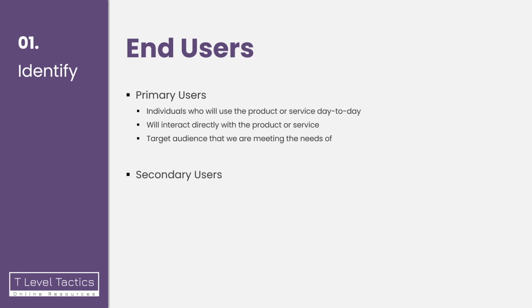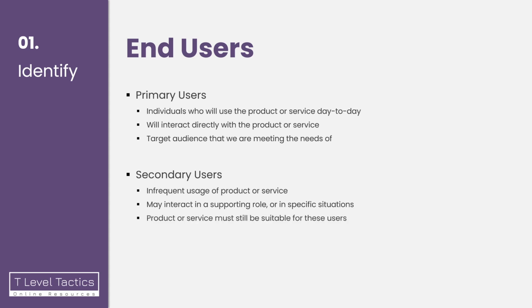We've then got secondary users as well, and these are going to be people, users, who have less frequent usage of that product or service, and they may interact with it in a more supporting role or perhaps in only specific situations. The product or service must still be suitable for these users, but we need to be meeting the needs of the primary users first.